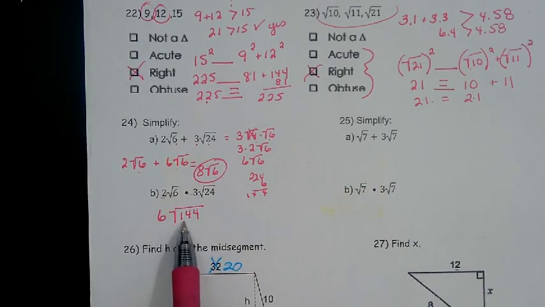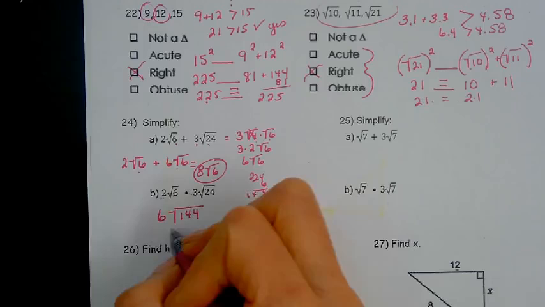Is 144 a perfect square? If you look at your factor pair sheet, you'll see that it is. So the square root of 144 is 12. And you get 72.